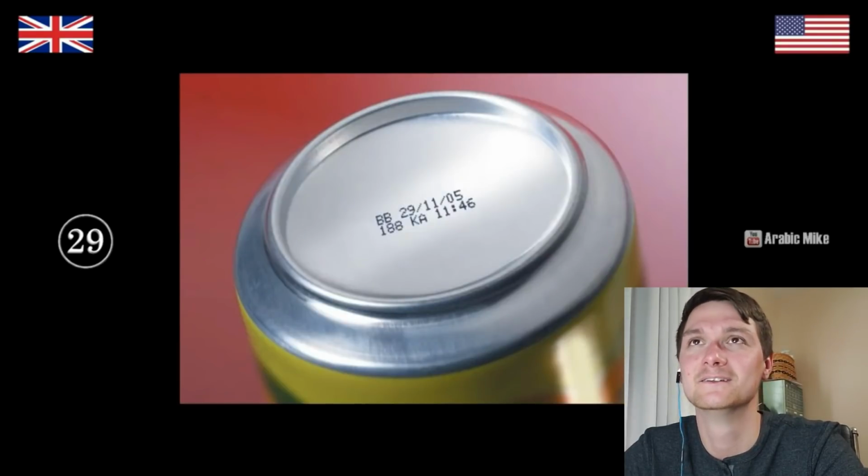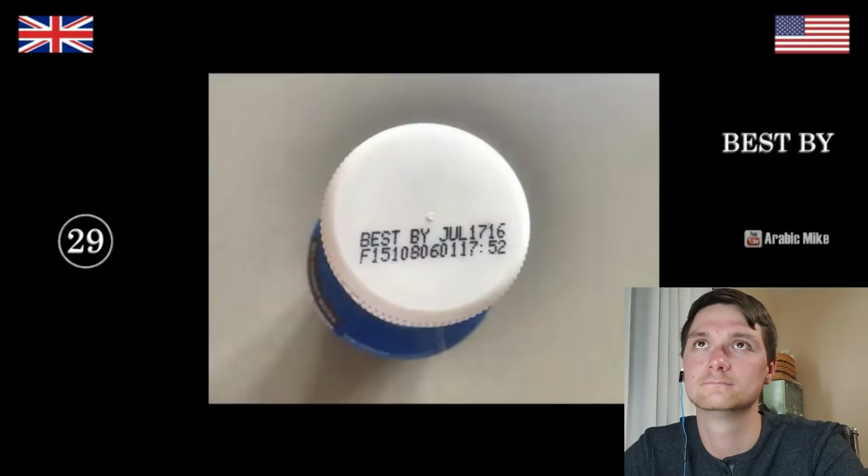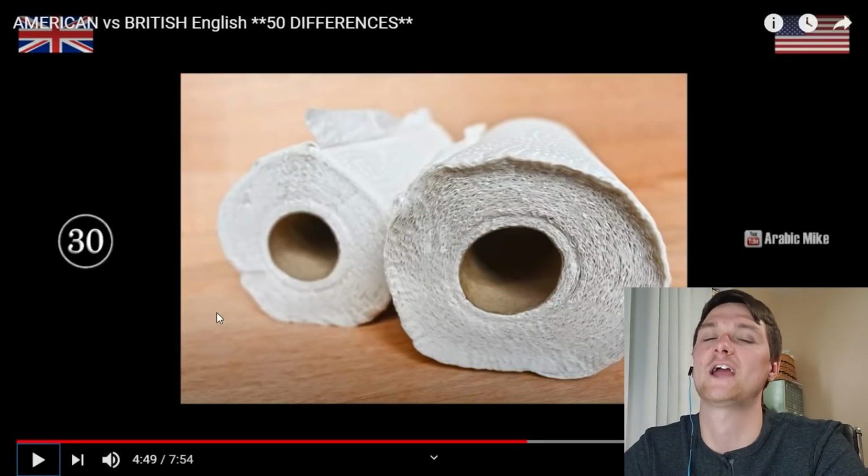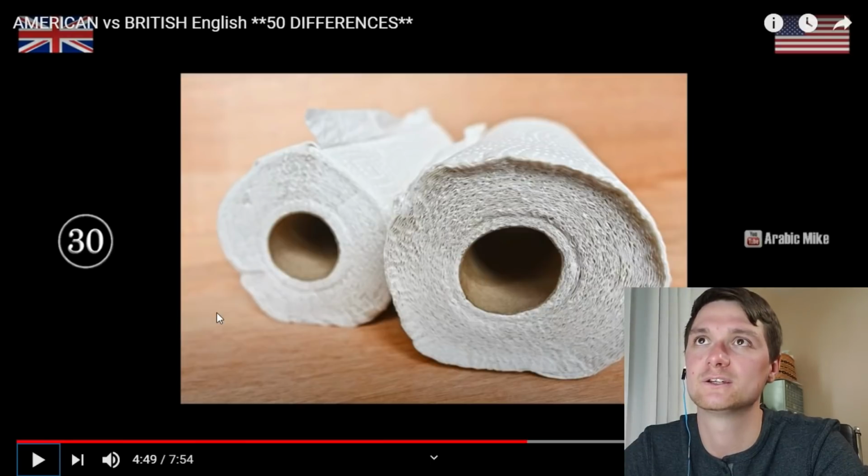What do you have stamped on the bottom of a beer can or a Coke can? Expiration date. What does the BB stand for? Best Buy. Best Buy. We would say best before. Okay, I like best before better actually.